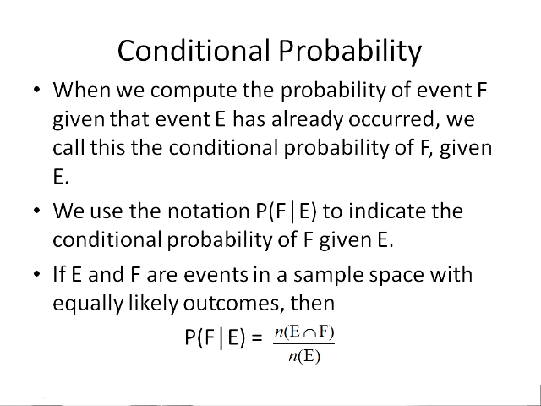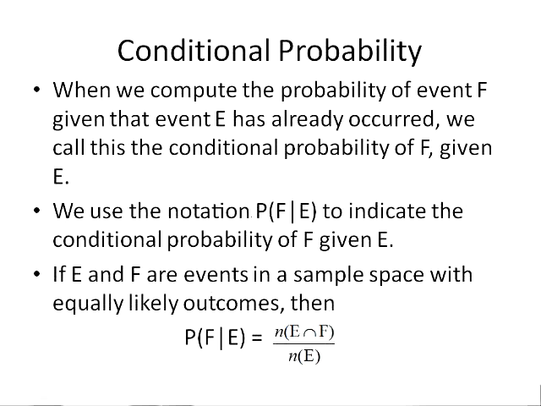The topic of this video is from Unit 3C on conditional probability. When we compute the probability of event F, given that event E has already occurred, we call this the conditional probability of F given E. The notation that we use is given in the second bullet, capital P for probability. The vertical line straight up and down between F and E indicates this is a conditional probability of event F given that E has already occurred.